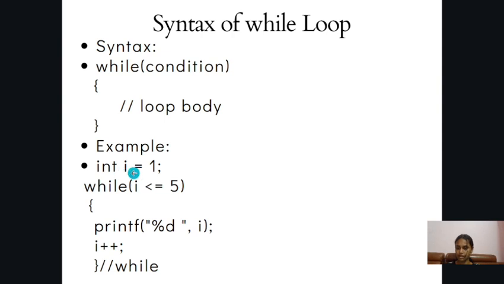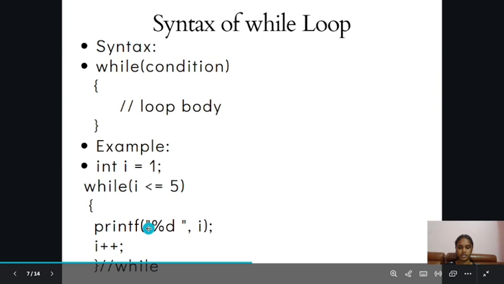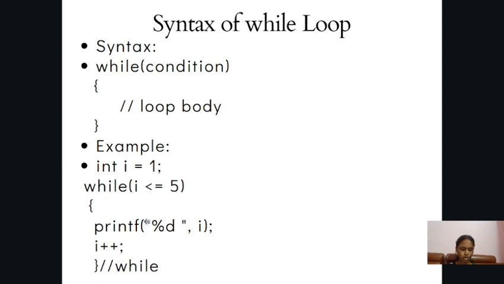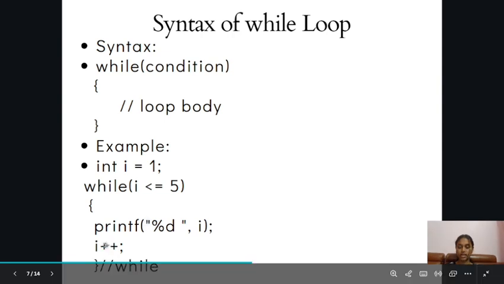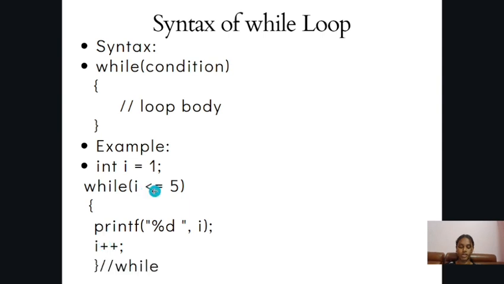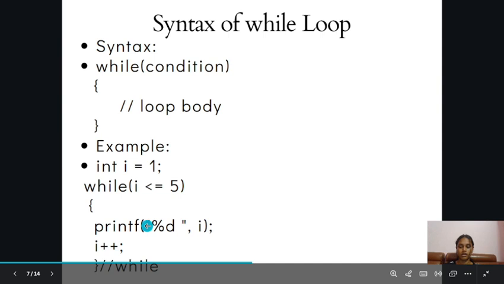Example: we declared an integer value. This is the condition. If i is less than or equal to 5, this loop body will be executed. If this condition is false, it stops immediately. And if this is true, the increment happens, and again the i value will be checked in this condition, and again the output is printed. So this is the example program.